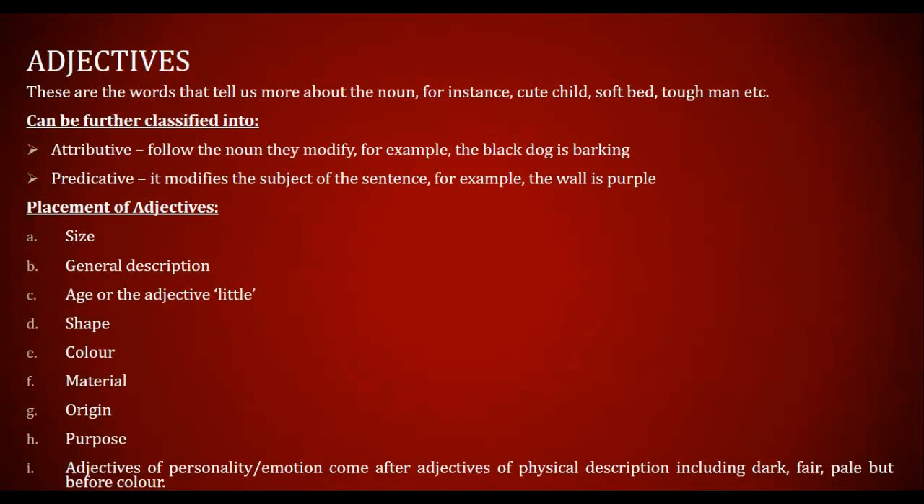Or you say an amazing new American movie. So amazing is a general description. Then we have new, that is the age, and then we have American, that is the origin. So an amazing new American movie. If you change the order and you say a new American amazing movie, that is incorrect. So please start practicing the order of adjectives too.